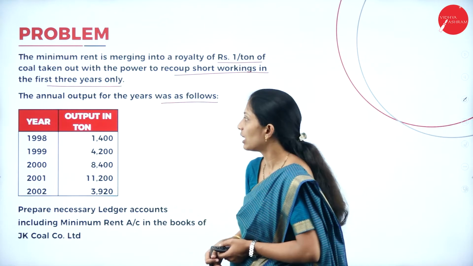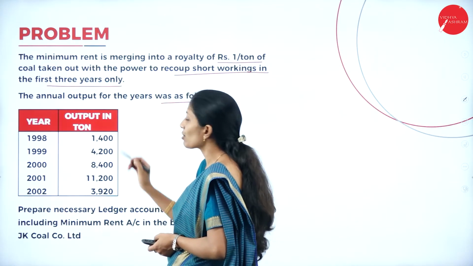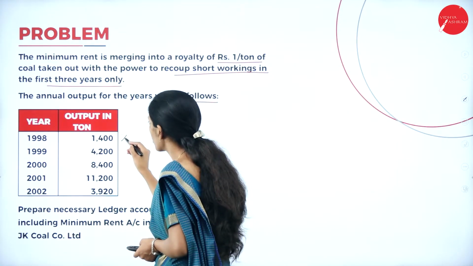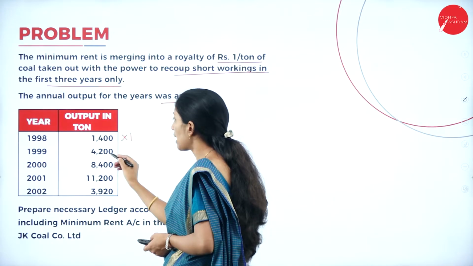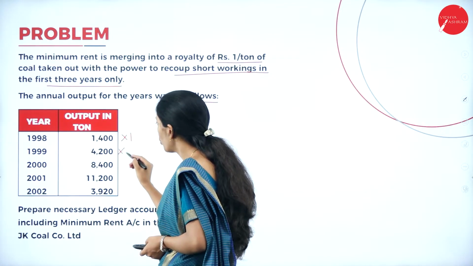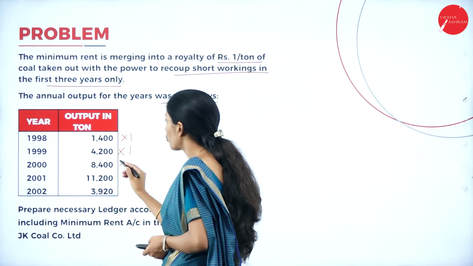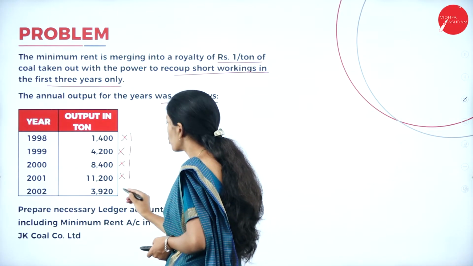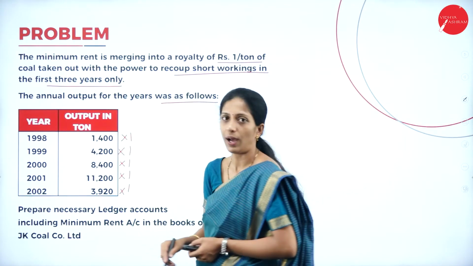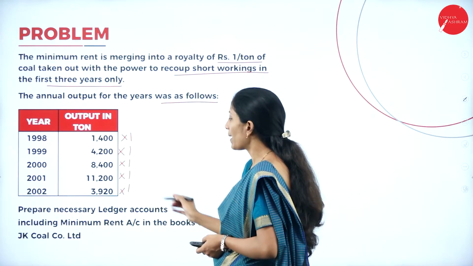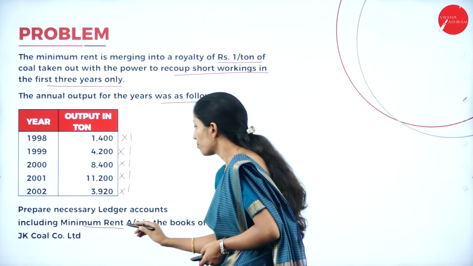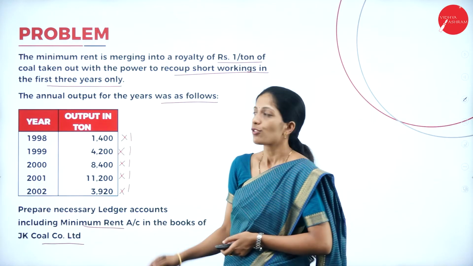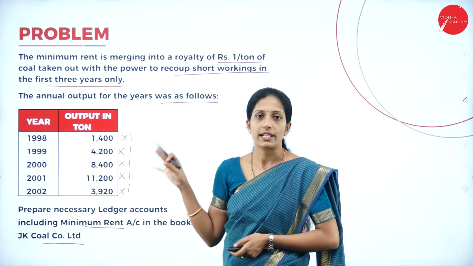They have given the annual output: 1998, 1,400, but the rate per ton is 1. So 1,400 into 1, 1999, 4,200 into 1, 2000, 8,400 into 1, 2001, 11,200 into 1, 2002, 3,920 into 1, because it is 1 per ton. Prepare the necessary ledger accounts including the minimum rent account in the books of JK Coal Limited Company. So we have to prepare royalty accounts.